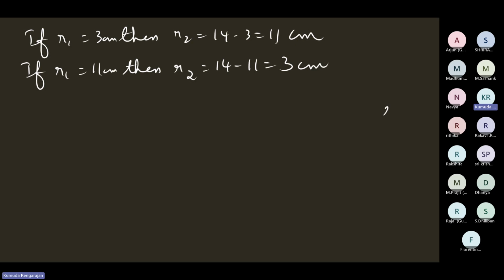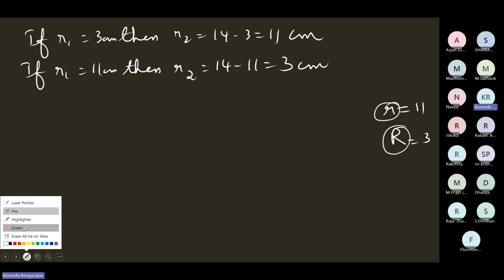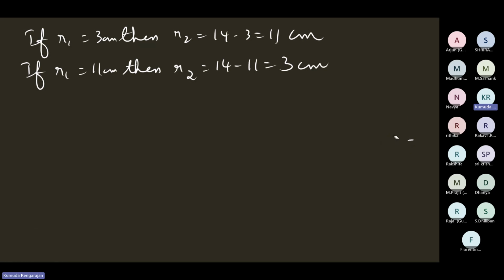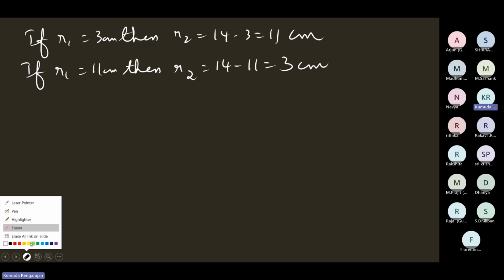I had used the variables small and capital R. So when we give an answer like R is 11 and this one is 3, we are used to giving a bigger value for capital R and a smaller value for small r, right? So it might not look good. So I said just change it to R1 and R2. That's all. The working is the same, but you can use R1 and R2 for a better presentation.